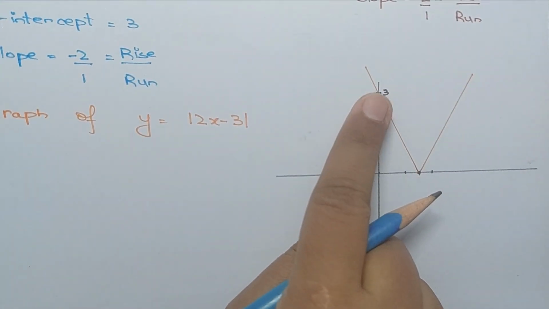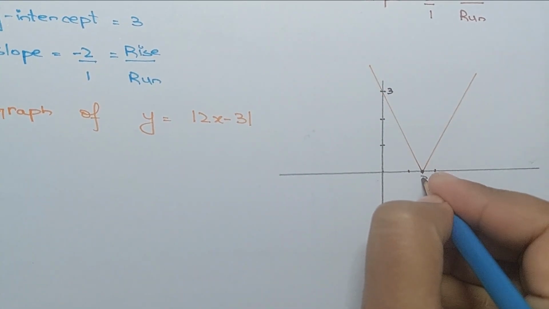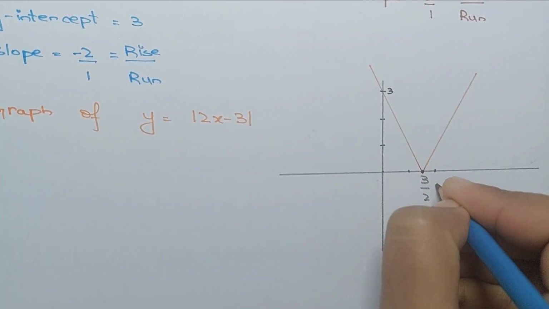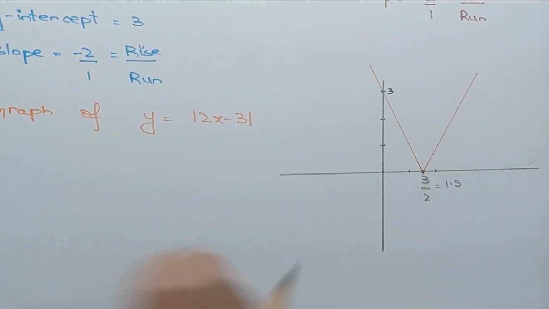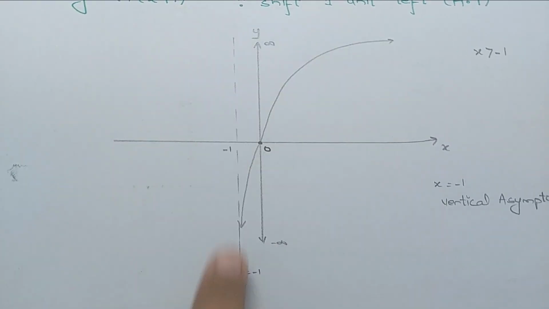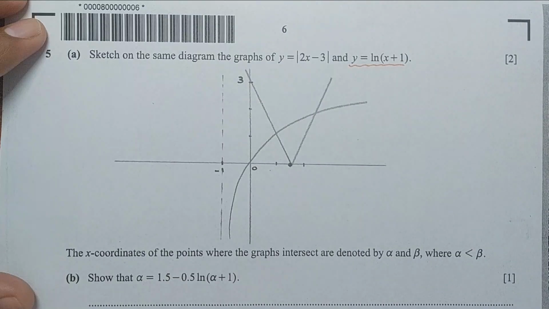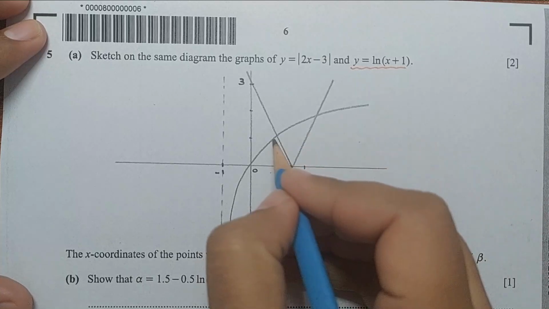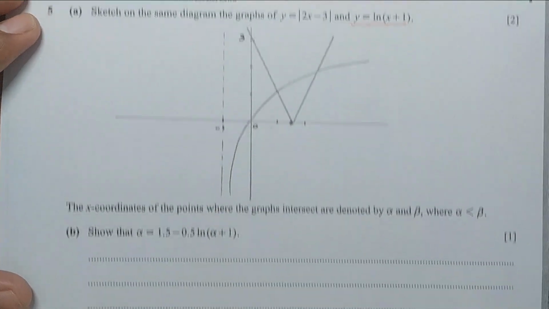You guys can see I plotted the y-intercept. The x-intercept is 3/2, or we can say 1.5. Okay, and this would be the exponential logarithmic one with the vertical asymptote -1. I hope this is clear. Now they have 2 points of intersection, you guys can see.